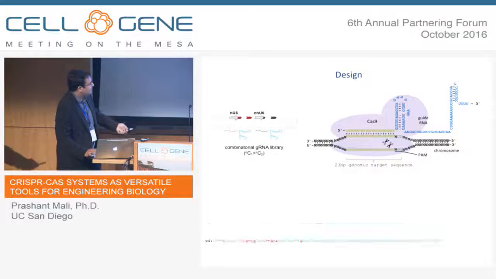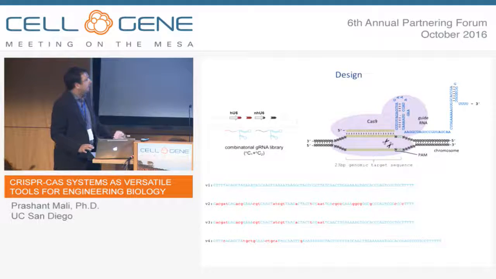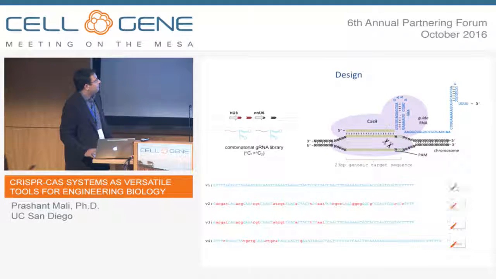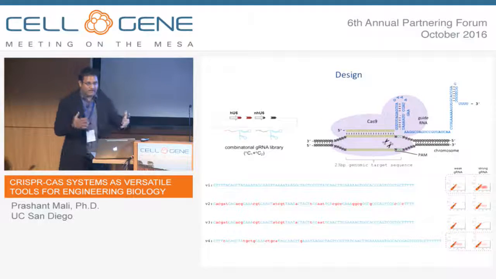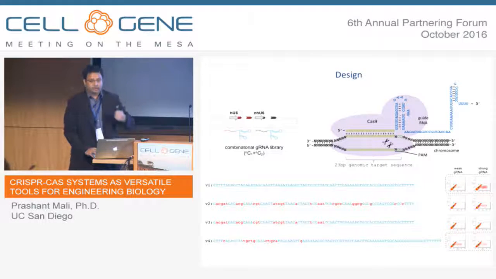And so we went about creating a library of mutants and evaluating them for their activity. And we were able to find two that showed consistent activity across a range of conditions, which I refer to as version 1 and version 4 scaffolds, which were then used for the screens.